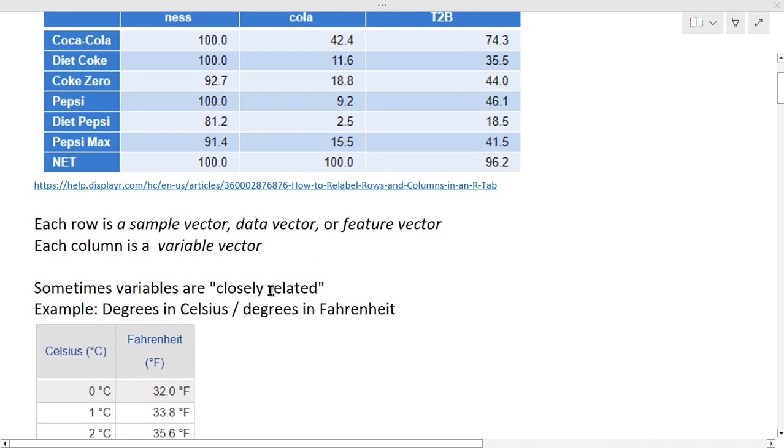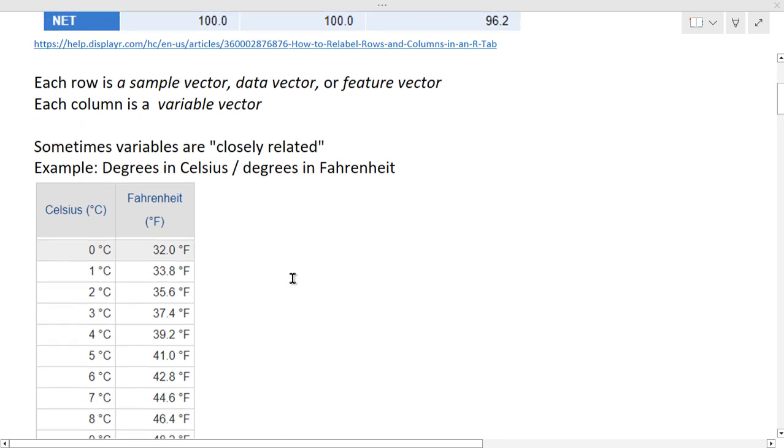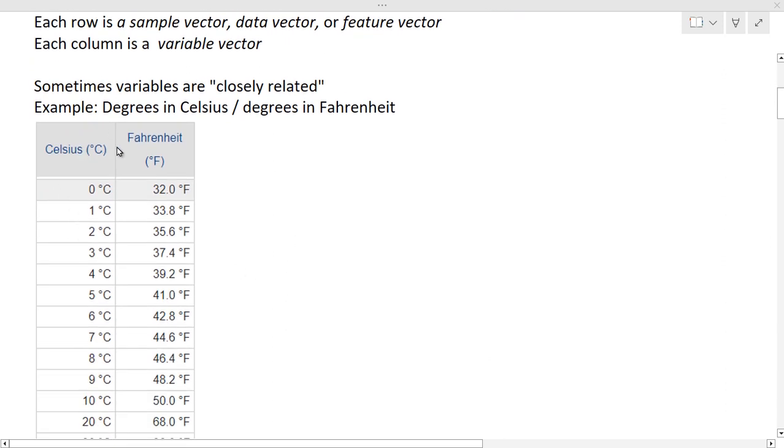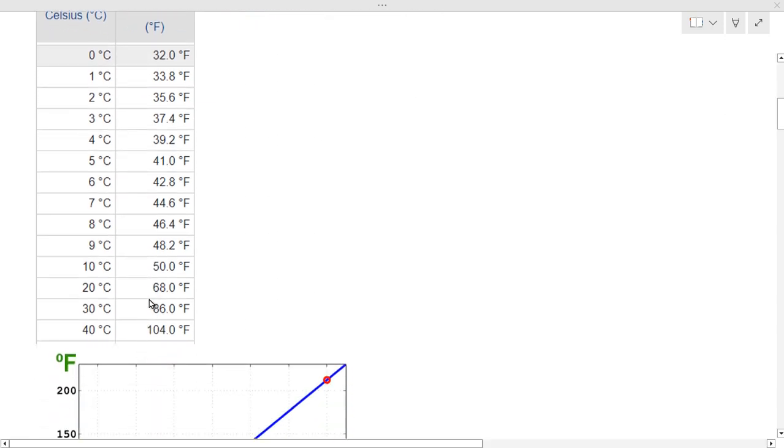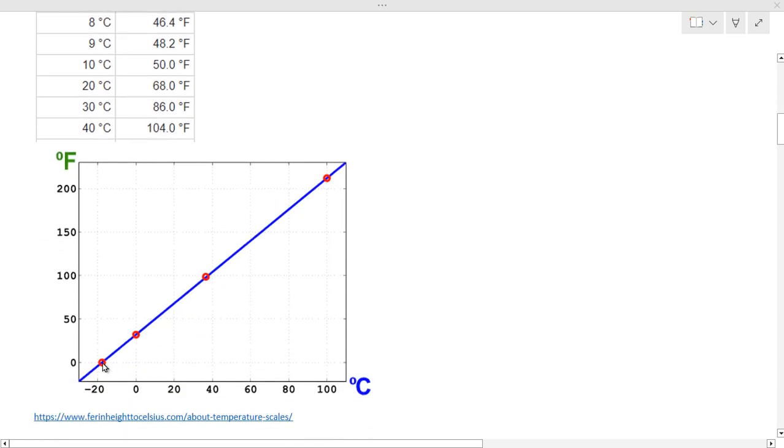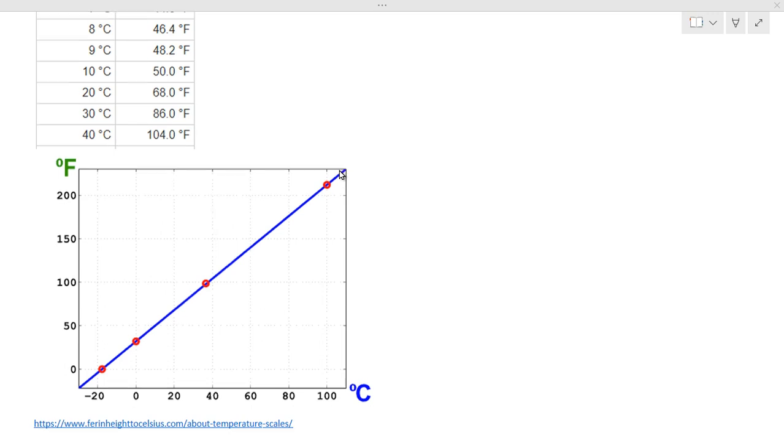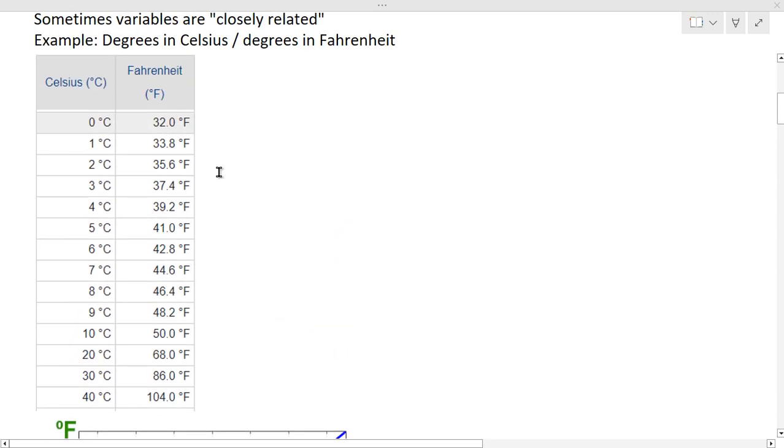Sometimes variables are closely related. For example, if I take degrees in Celsius and degrees in Fahrenheit. So here's a table that lists the degrees in Celsius and in Fahrenheit. And these are two variables. And in fact, if you drew a graph, you would see that they are very closely related. In fact, they're linearly related. In fact, there's a formula that relates the first graph to the second graph, right?